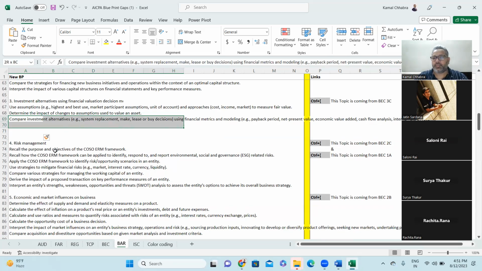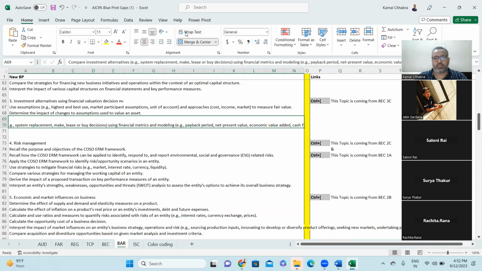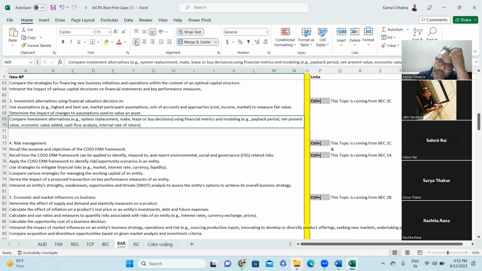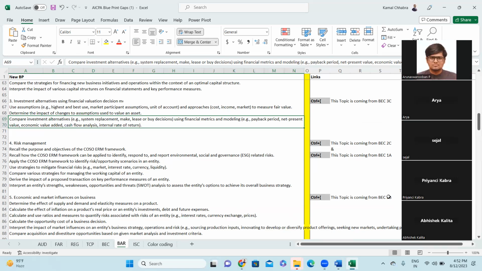Anyone else would like to add? Saloni, Surya, Rachita, you guys would like to add anything? Abhishek, Arya, are you guys here? We have just started. Yes.